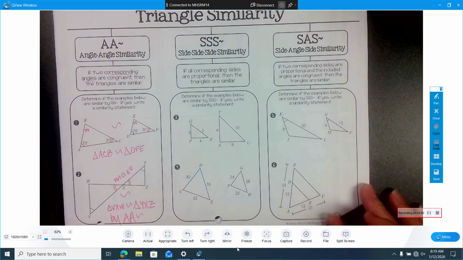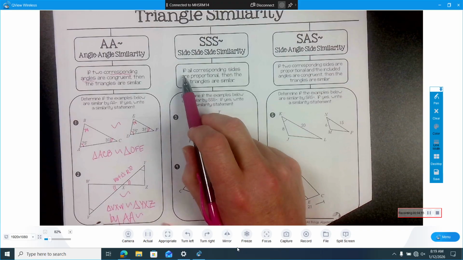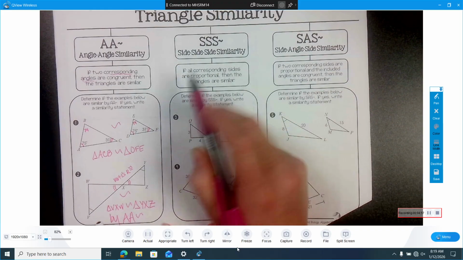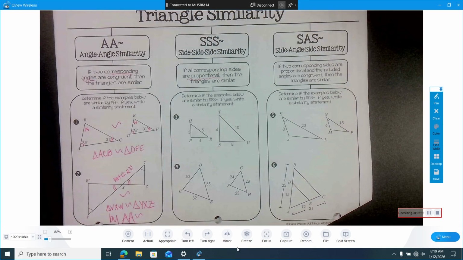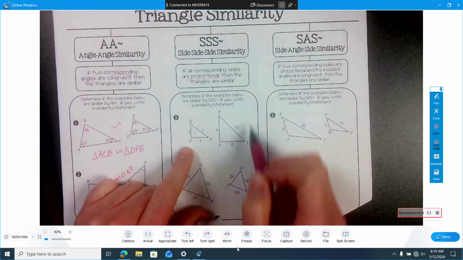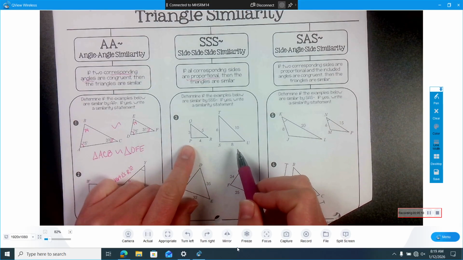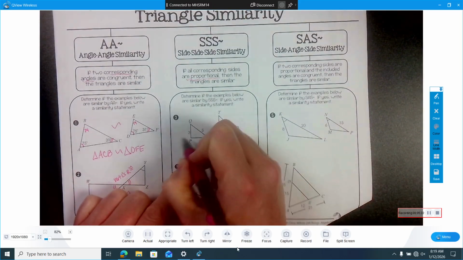Okay, so we also have side-side-side similarity. If all corresponding sides are proportional, then the triangles are similar. If the sides are proportional, are the sides going to be congruent? No, they're proportional. All the sides have to be the same ratio. So I want to compare. Right off the bat, these two triangles appear to be in the same orientation, so I'm going to write a ratio.